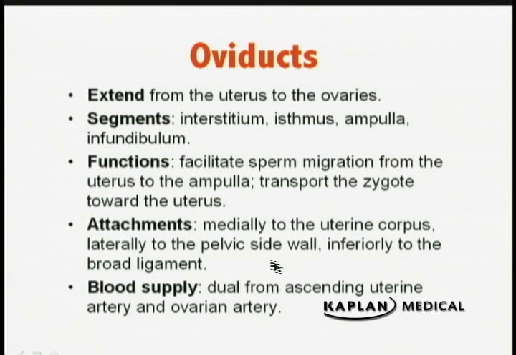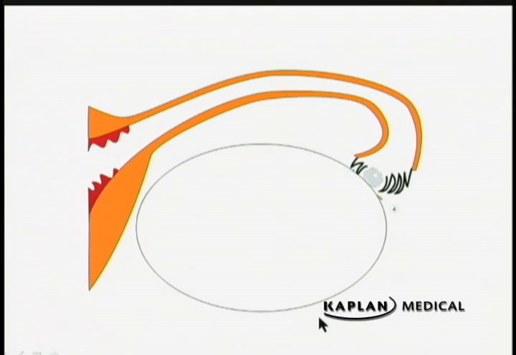The blood supply to the oviduct is dual. It comes from the ascending branch of the uterine artery and from the ovarian artery. And this is an important point because pelvic organs have a lot of collateral circulation. And if we have postpartum hemorrhage from uterine atony, we could actually tie off the uterine arteries, and you will not get ischemia of the uterus because you get the collateral circulation from other sources.